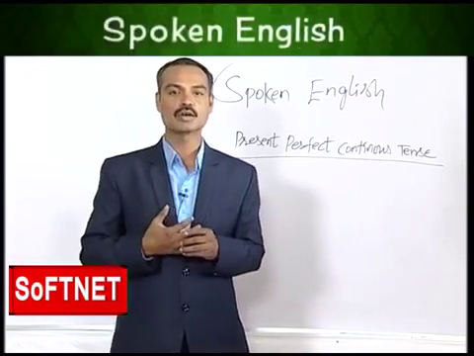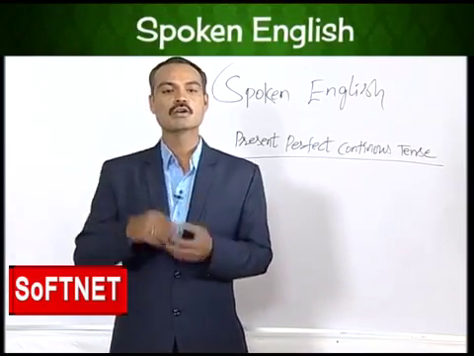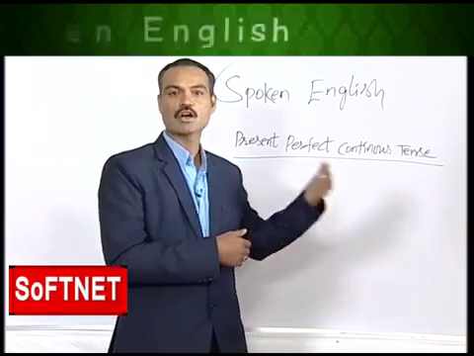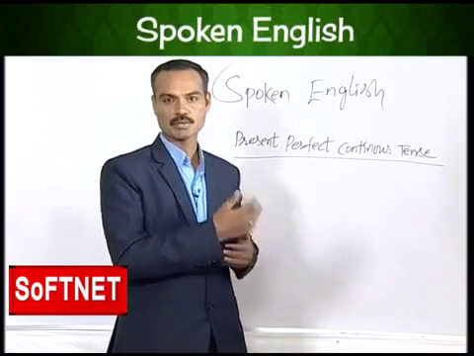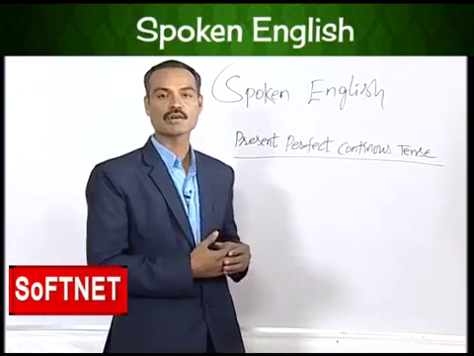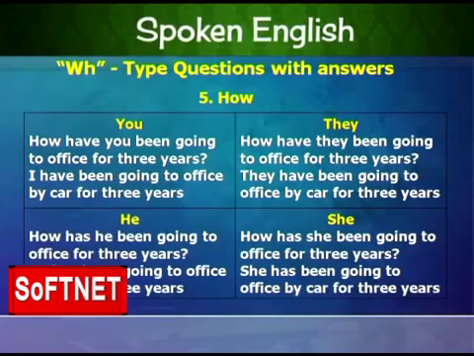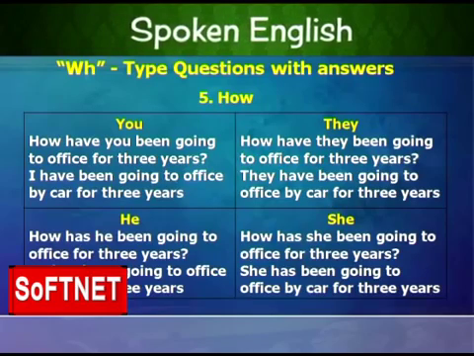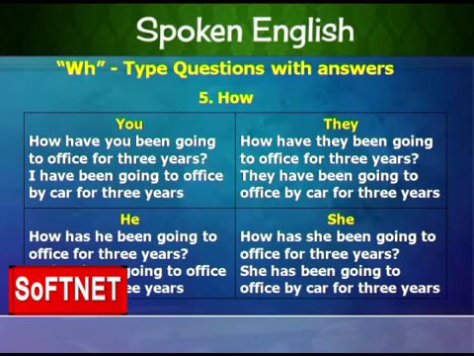So, here in this table what is there? I have been going to office by car for 3 years. They have been going to office by car for 3 years. He has been going to office by car for 3 years. She has been going to office by car for 3 years, like that. Same table with different verbs.